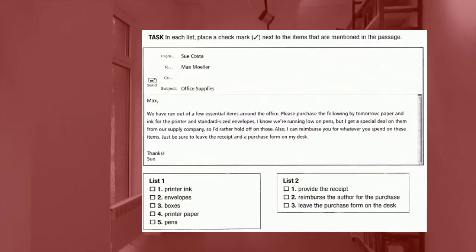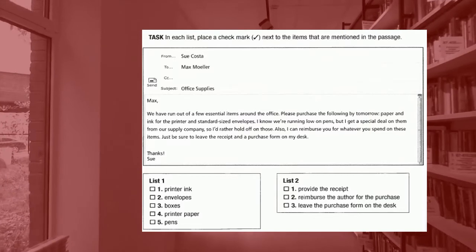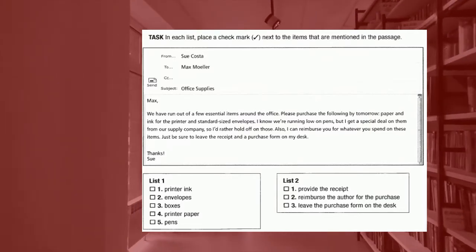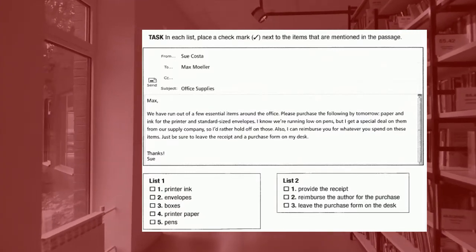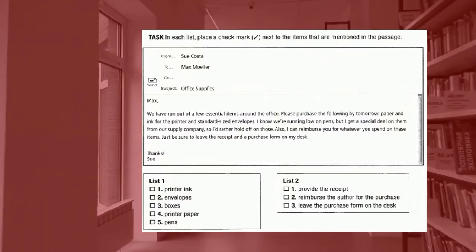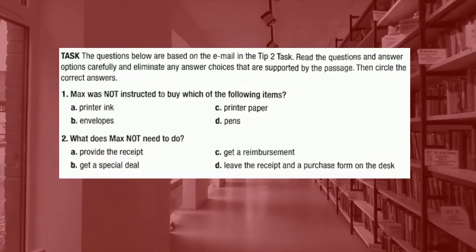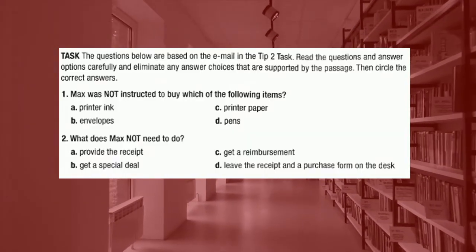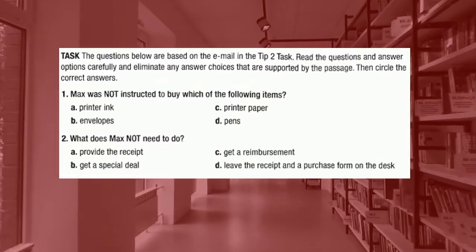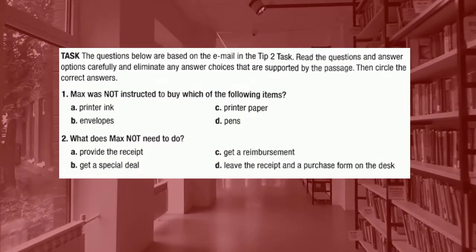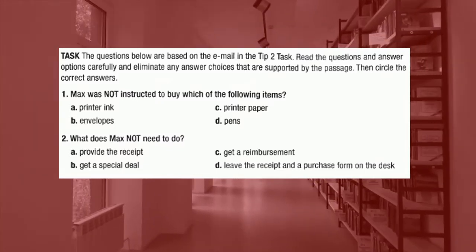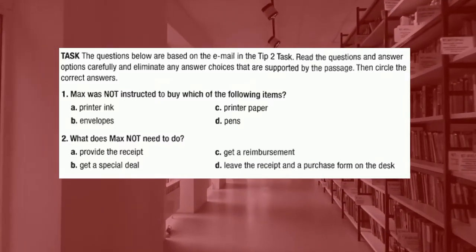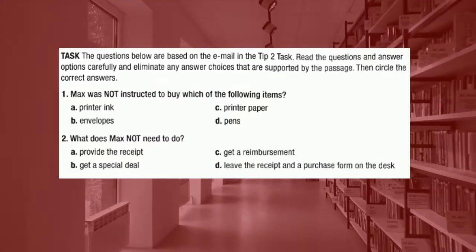Tip number 2 is, for negative fact questions, watch out for lists. You have to check every detail and then take out the one that is not true. And tip number 3 would be, for negative facts, take your time. For example, Max was not instructed to buy which of the following items. So you have to check all the items and then take the one which is not. For this, you have to take more time.